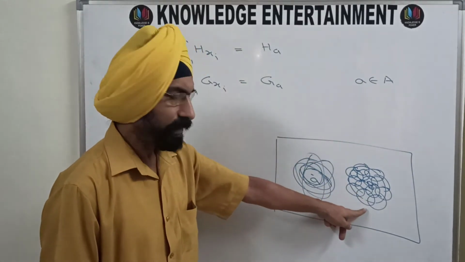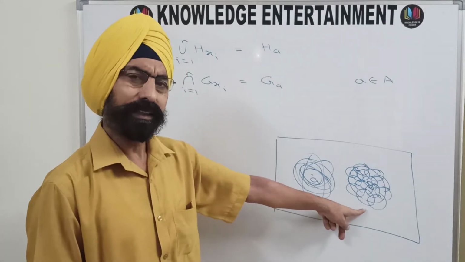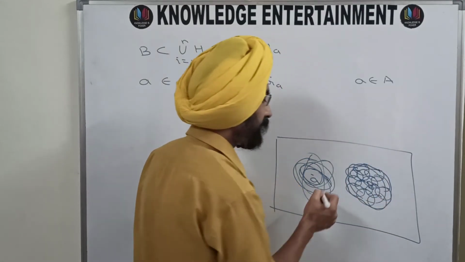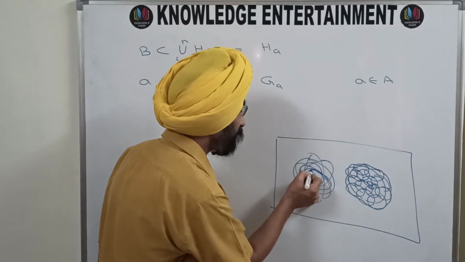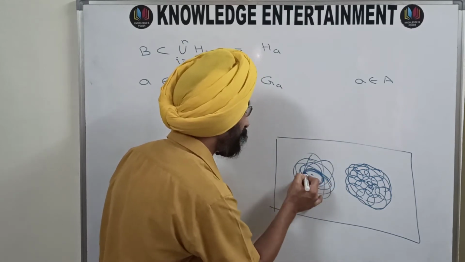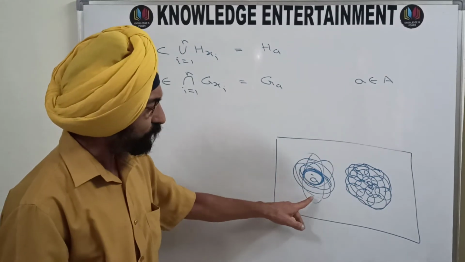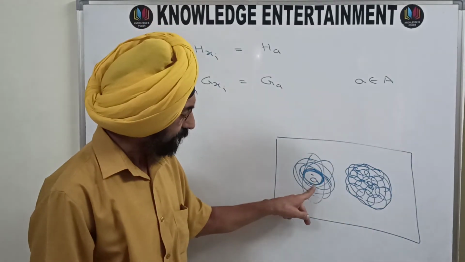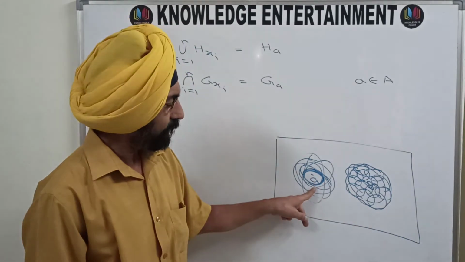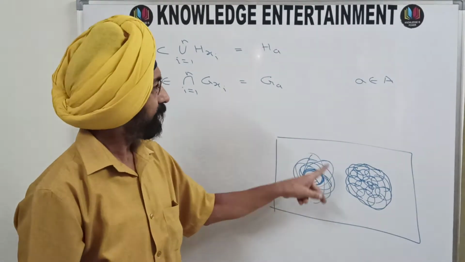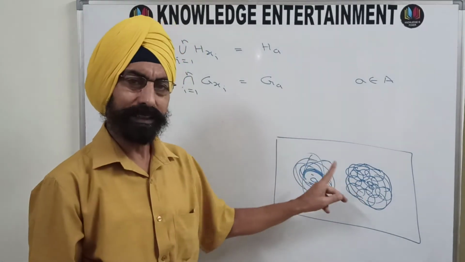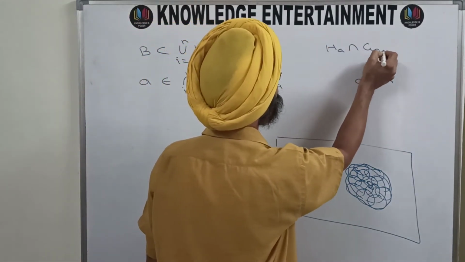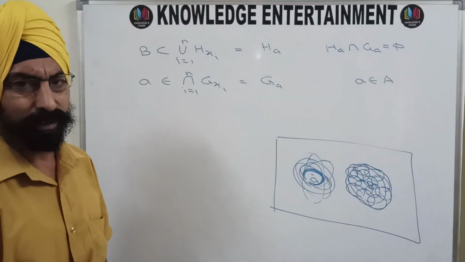When you take the finite union of these, that will definitely be a cover of B. But the situation will be something like this. On the other hand, the intersection will become a smaller set, something like this. Since each of the GXi's intersected with the corresponding HXi's gives the empty set, the intersection of all GXi's, that means GA, and HA will also be disjoint. So that means HA intersection GA is phi. This is very much clear.